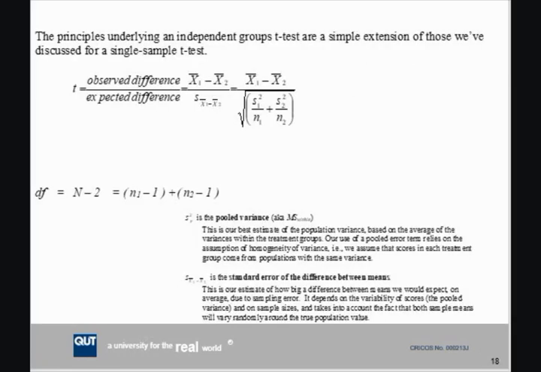Okay, so the underlying logic of an independent groups t-test is exactly the same as for the single sample t-test. We're still looking at our observed difference over what we would expect to find just due to random individual differences. But this time our t-test looks like this. We have mean of sample 1 minus the mean of sample 2, and this time we're dividing it by the standard error of the difference between two means. That is the standard deviation of that new comparison distribution, the sampling distribution of the difference between means. And degrees of freedom in this case now becomes n minus 2 because we have two samples.